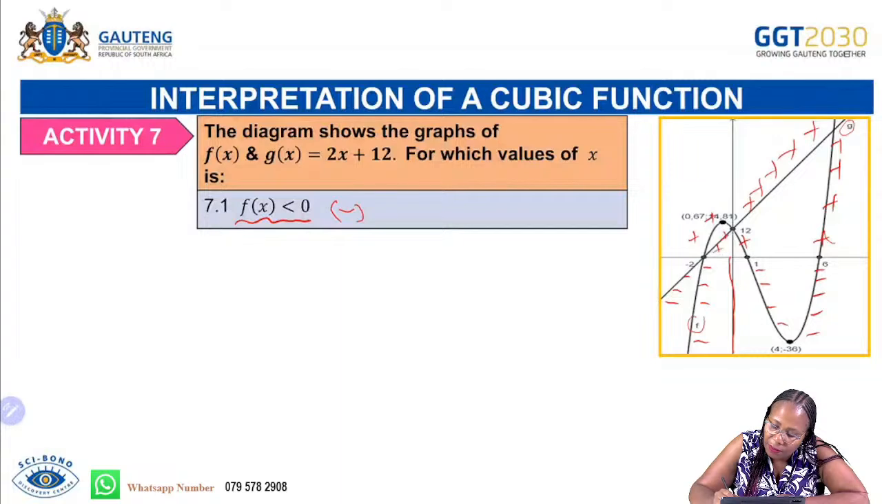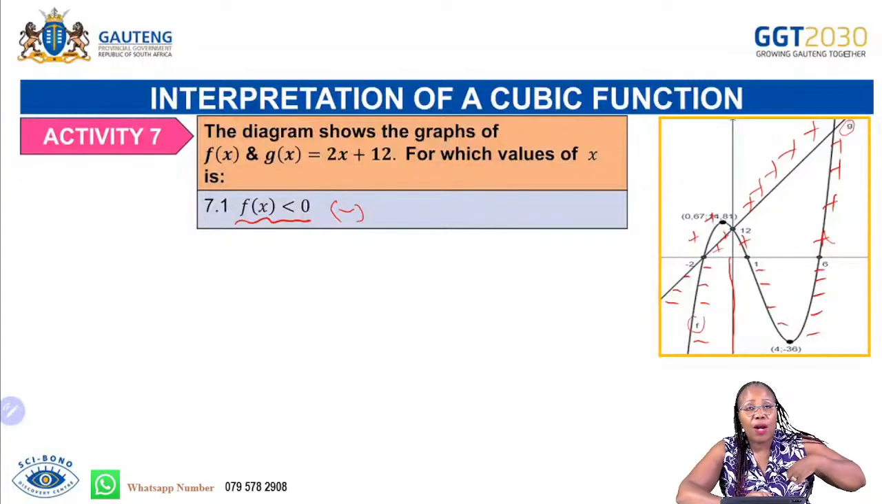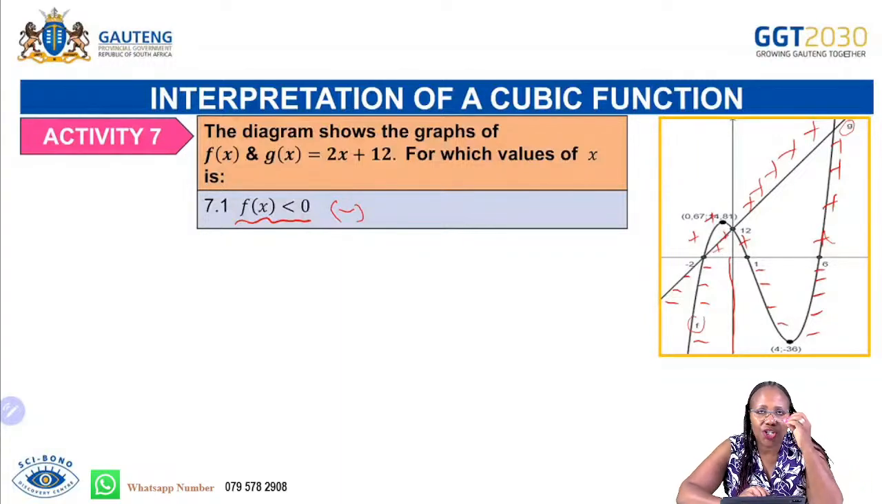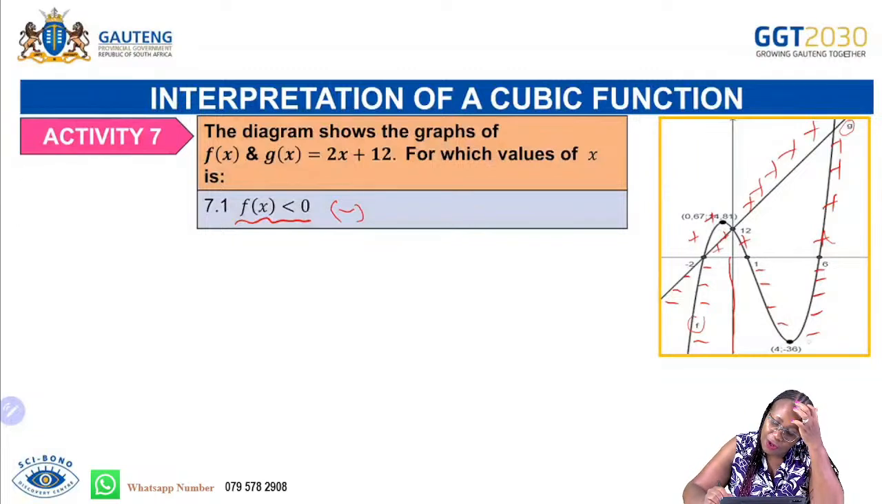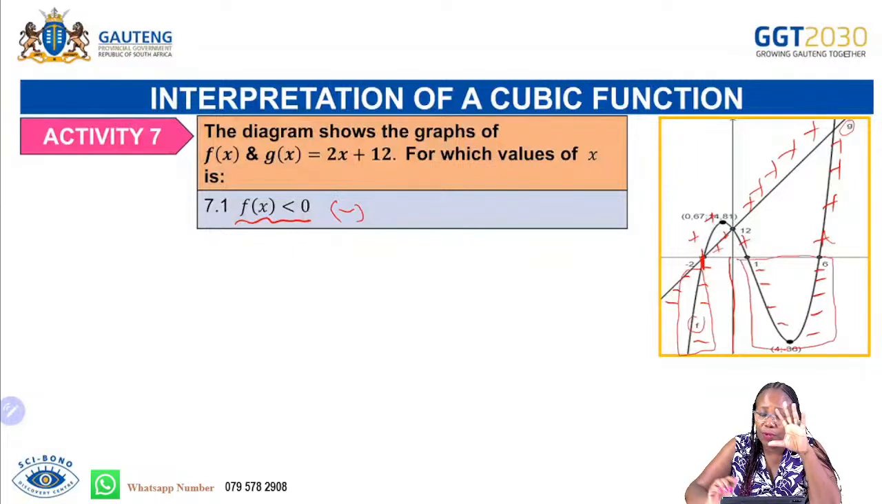Okay, now we are looking for the f function where it is negative. So we are looking at the cubic function where it is negative. Is this part here, starting from here? Can you see this part is negative here? And then this part is also negative for the cubic function. Now we are concentrating only on f. Right, now let's write the solution.